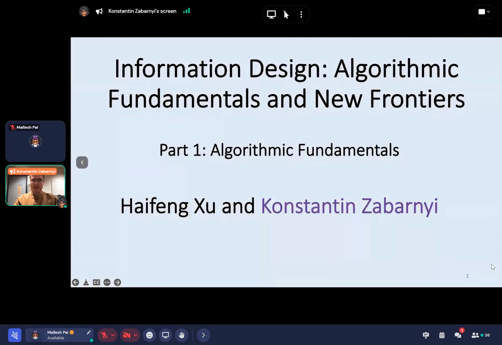Hello and welcome to the EC'23 tutorial on information design, one of the most burning research topics of recent years. I'm Konstantin from the Technion in Israel, and I'm going to talk about the algorithmic fundamentals of information design, while my co-organizer Haifeng will talk about new frontiers after the break.